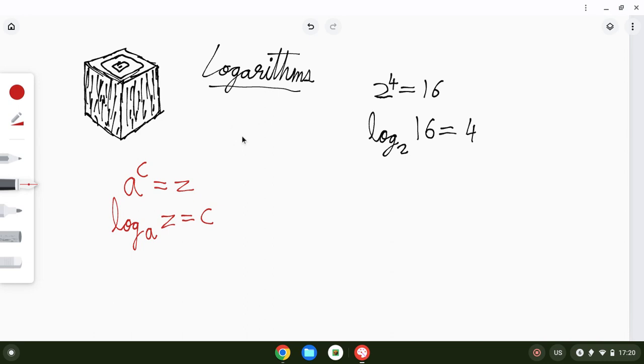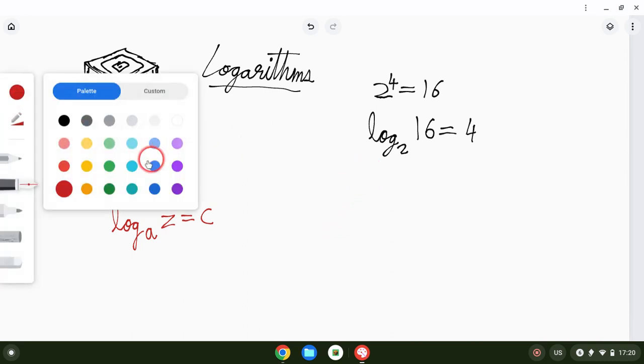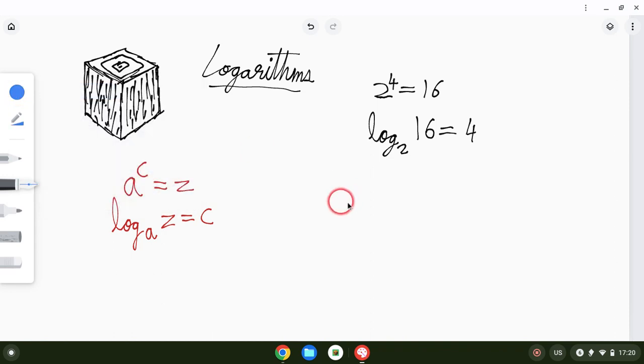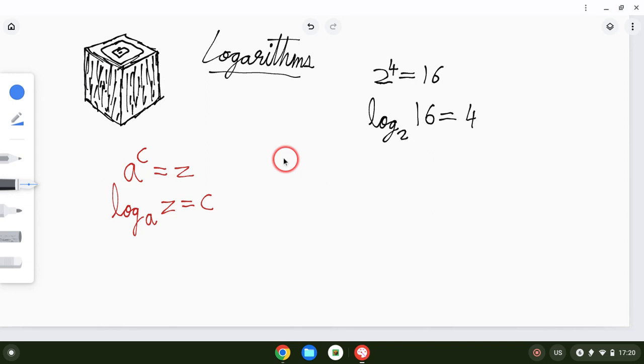Now let's say I have, this time I'm going to use a different color, log base 3 of 27 equals 3. Now if I were to convert this one into exponential form, so this is totally in logarithm format, we want to convert it into exponent form in short, how would it be? Pause the video and try to figure this out.